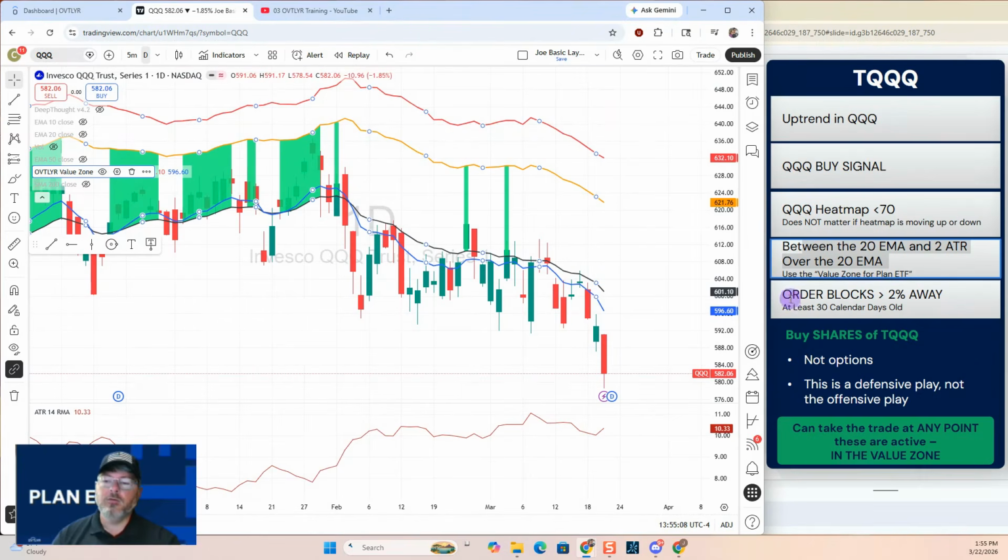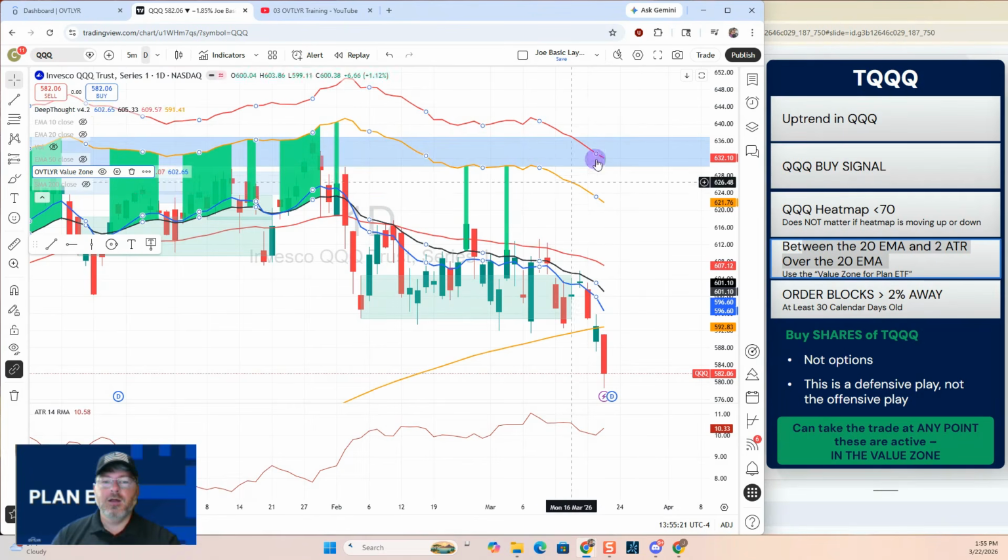Now, I noticed we missed one signal. We got talking about the Ovtlyr Value Zone. We didn't talk about order blocks. In order to get order blocks, we're going to have to turn on the DeepThought indicator. Now this blue line showed up and this green line showed up. I'd actually refer to those as bars because they've got some thickness to them. And what the signal is asking is, are there any order blocks less than 2% away from the current price?